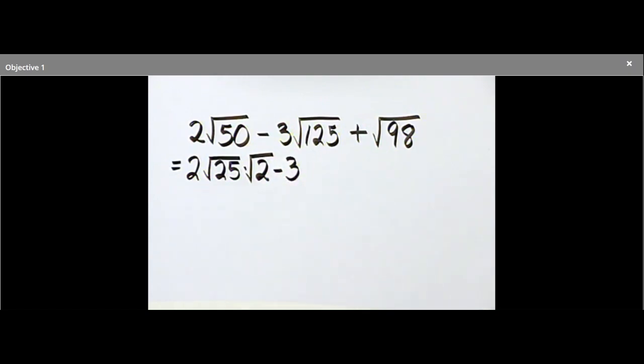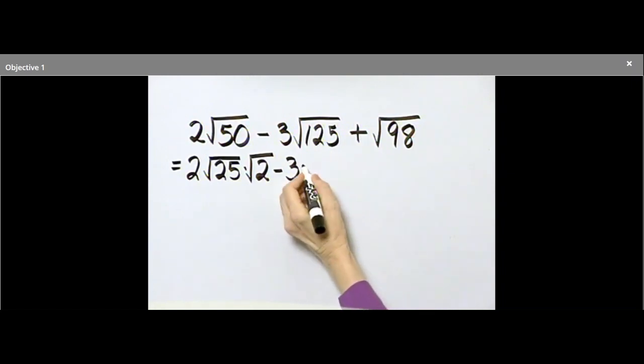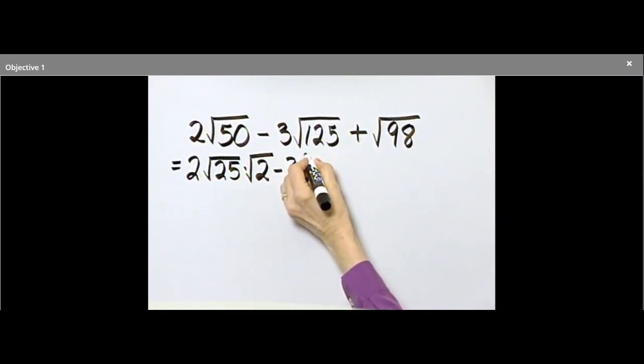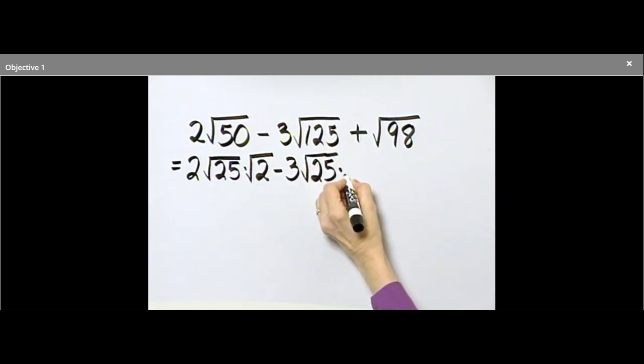What about the square root of 125? Can that be simplified? Does 125 contain any perfect square factors? The answer is once again yes. 125 is 25 times 5. So by the product property for radicals, I can write that as the square root of 25 times the square root of 5.